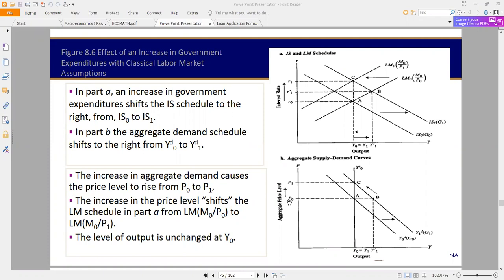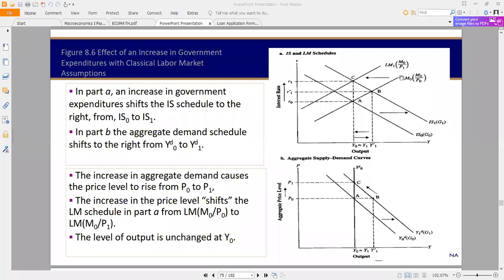The price has increased from P0 to P1 because of the rightward shift in the aggregate demand curve. It's like quantity isn't changing, but people are buying more, and it will put an upward pressure on price. So P1 will go up. What is the effect of this increase in P1 in the IS-LM model? When P1 goes up, there will be a reduction in the real quantity of money.